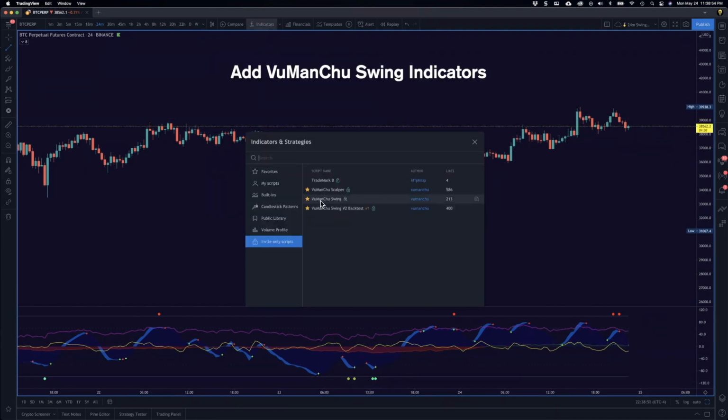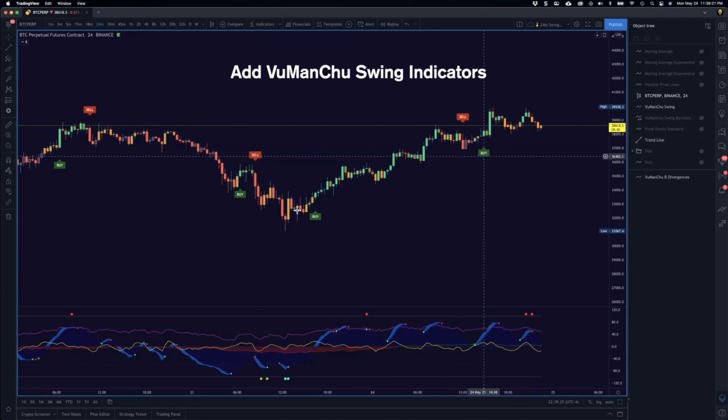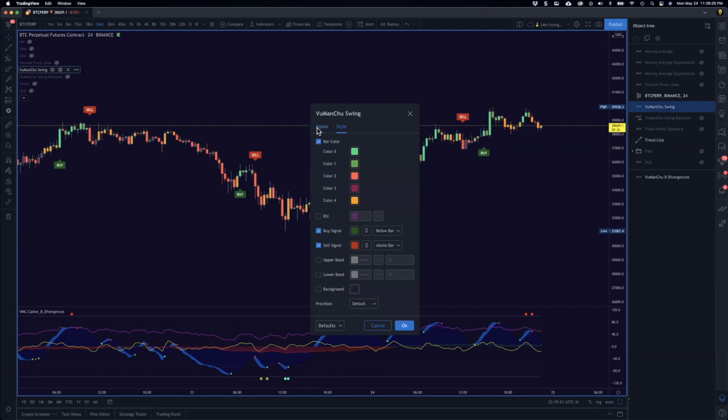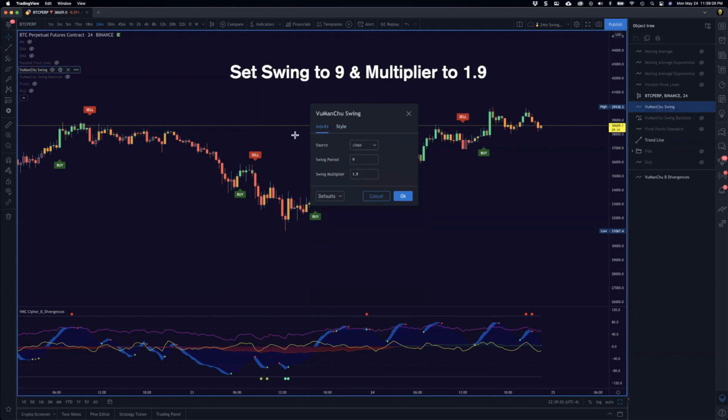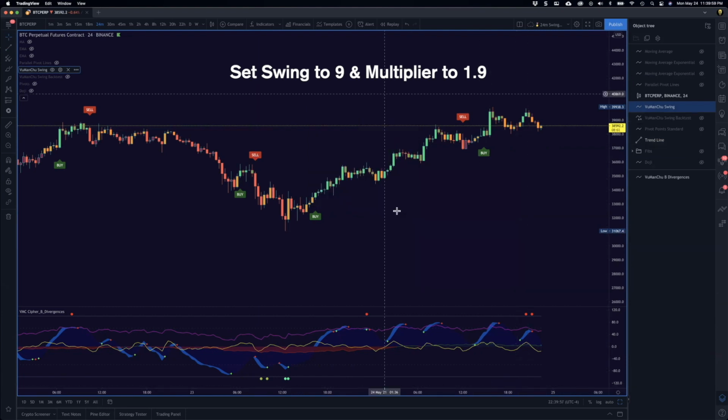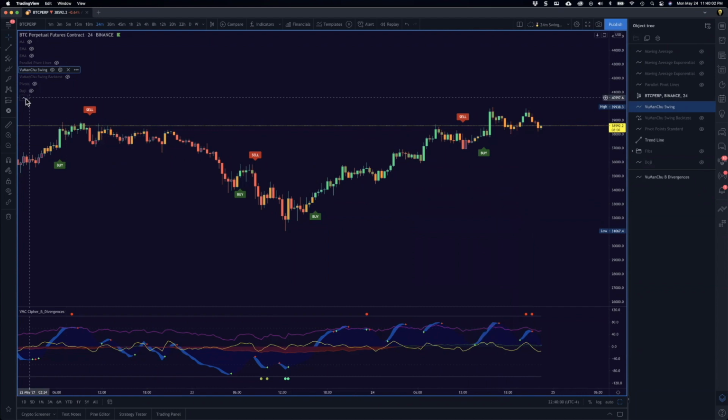So you're going to be using VMC Swing. That's what you guys are all going to have. Double click any of the sell and buy items here or over here and go into the wrench, okay? And make sure this is set to close. The first swing period should be set to 9 and the swing multiplier should be set to 1.9. So that is for trial people, right? And some of you who don't want backtest will still have this version, so you're good to go.